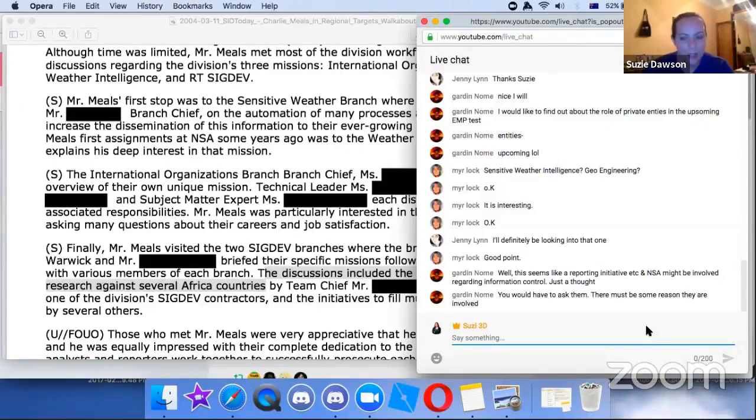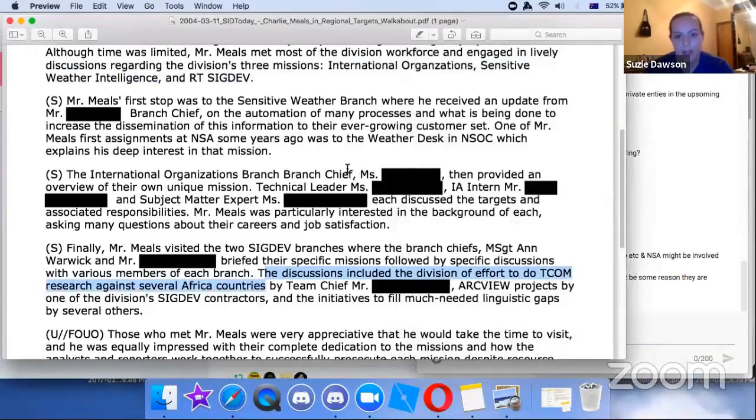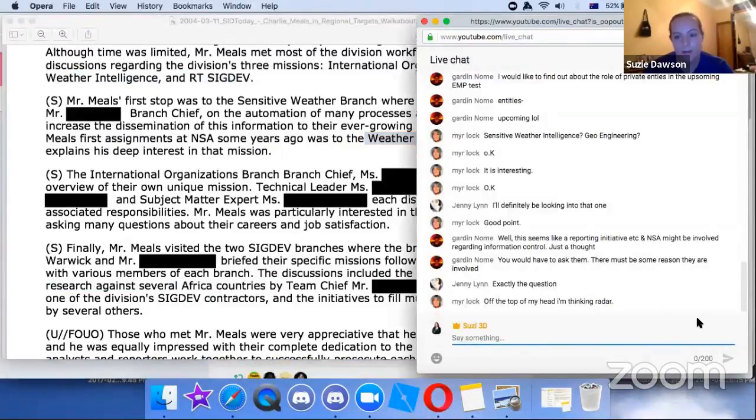Sensitive weather branch. To me, it almost sounds like some kind of euphemism. I'd wonder if sensitive weather was some term that meant something other than weather, except that they say the guy's first assignment was to the weather desk. Yeah, radar would. I still think that'd be primarily military. I mean, I guess.